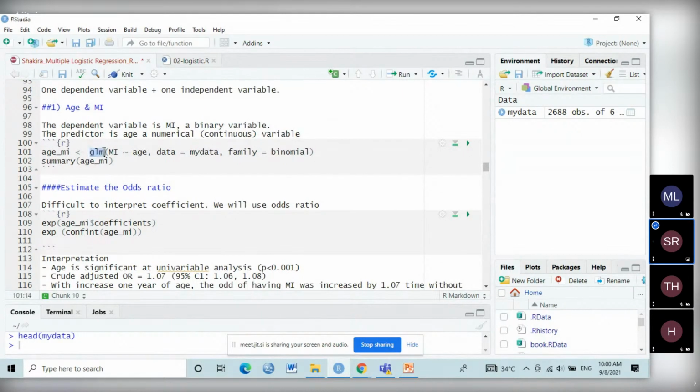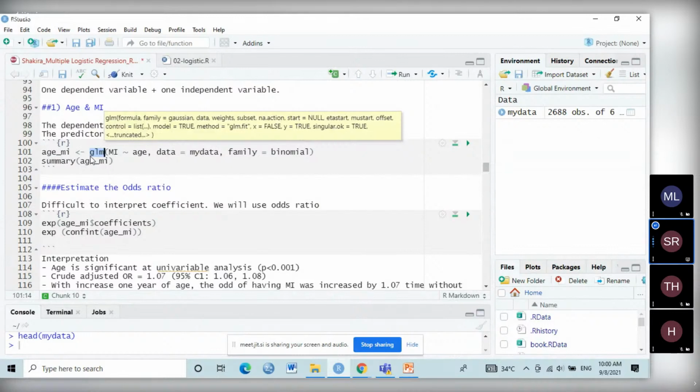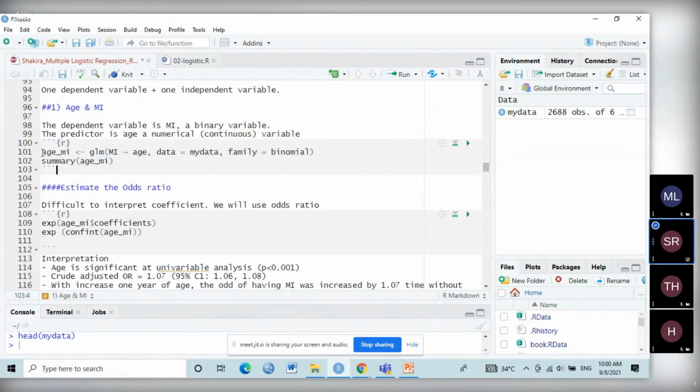The R function for logistic is glm. I name my crude model age_MI, and then the glm function, MI is the dependent variable and age is my independent variable. The data is mydata, and for glm we use family binomial. So R will give the result for logistic, because glm has many families, so we pick the formula for binomial. And then summary.